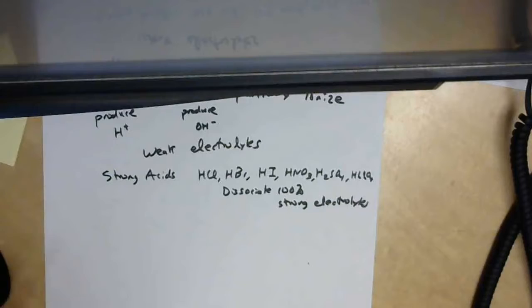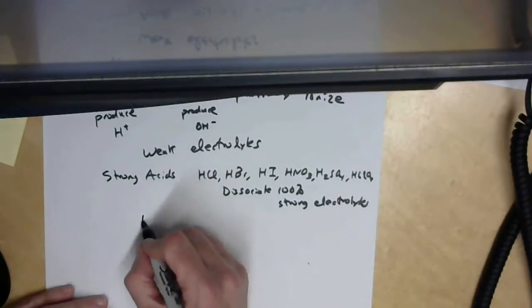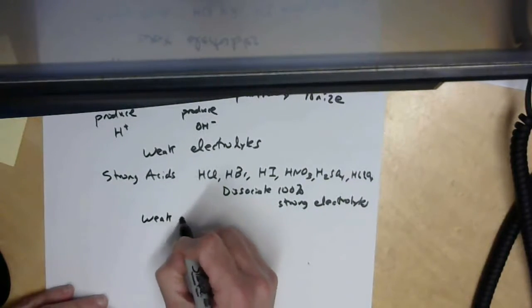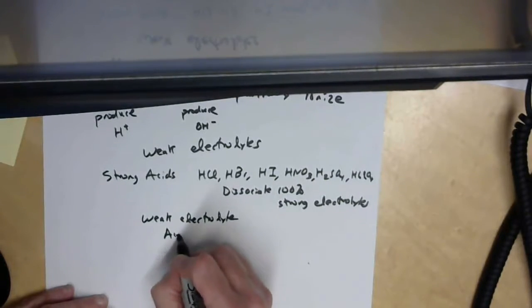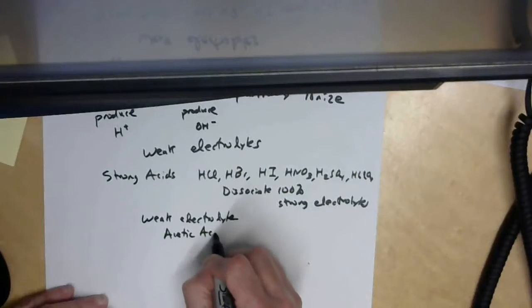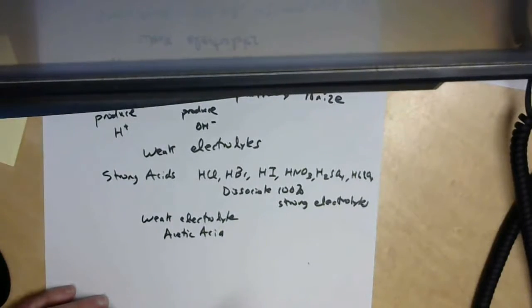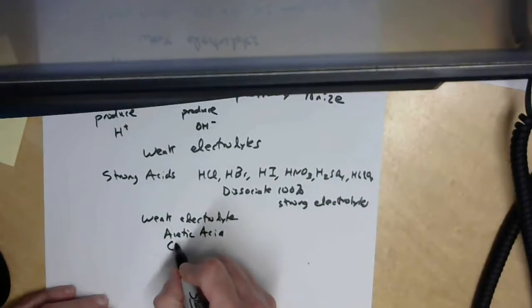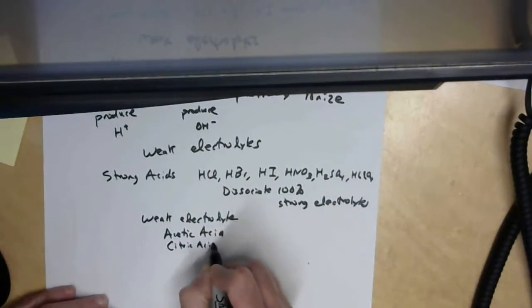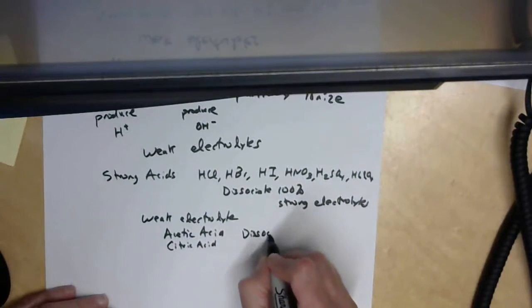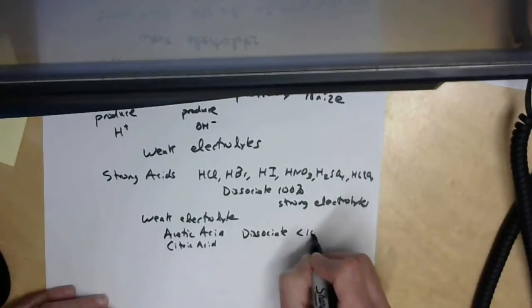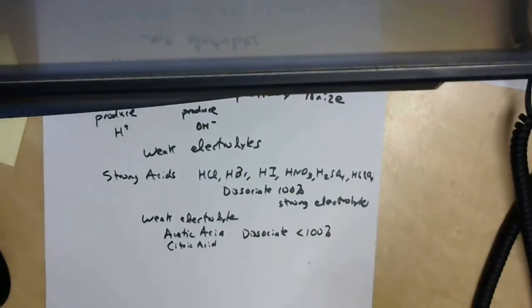Anything else that acts as an acid in water will be a weak electrolyte. So that would be something like acetic acid, for example, the active ingredient that you find in vinegar, or citric acid that you find in fruit. So these dissociate less than 100%. In fact, it's probably down around 1% or less, something like that.